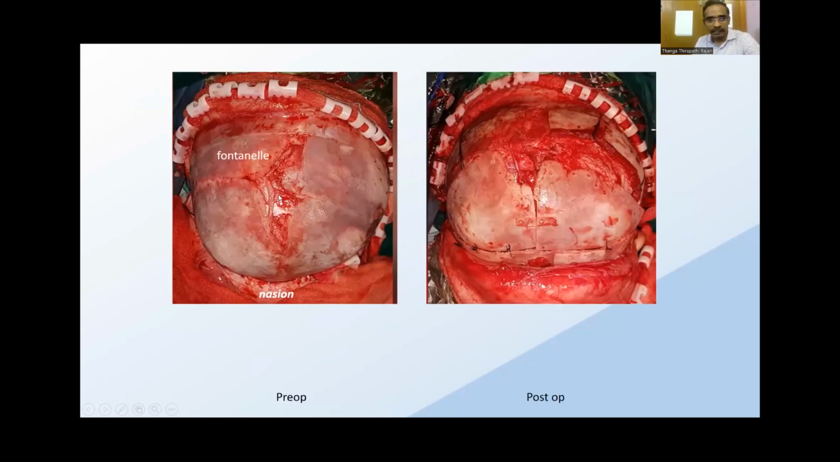So this is after correction. This is before correction. This is the anterior fontanelle. This is both eyes. This is before the craniotomy. This is after the correction. Can you see this thing is fully corrected to a proper semicircular shape? And this is the fused coronal suture, the pathological one that was removed.